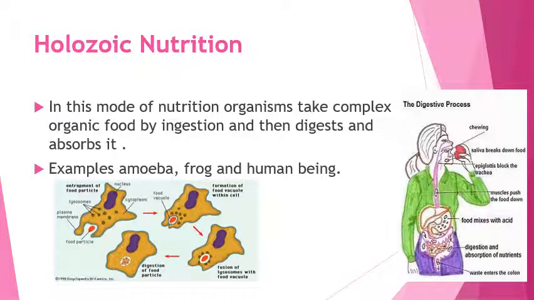So we have two types of nutrition, autotrophic and heterotrophic. In autotrophic, we have organisms which can synthesize their own food; example is green plants. And heterotrophic organisms depend upon the autotrophs for their nutrition. There are three types: saprophytic, which depends upon dead and decayed matter; parasitic, which depends upon living matter; and holozoic, where they intake complex organic food.